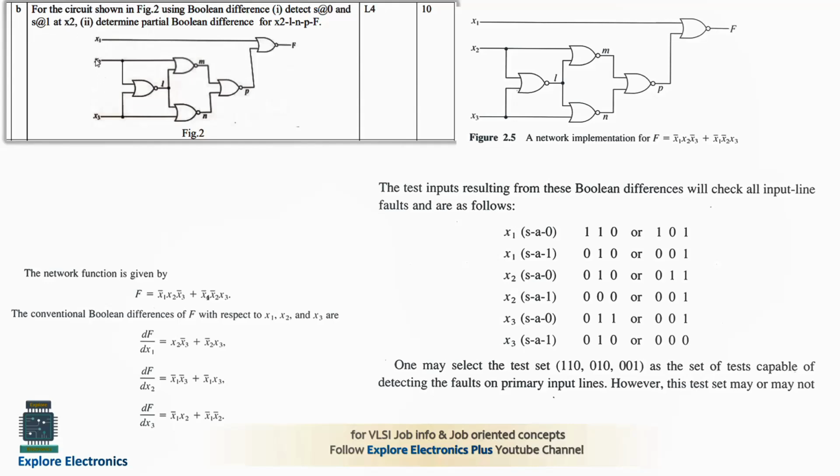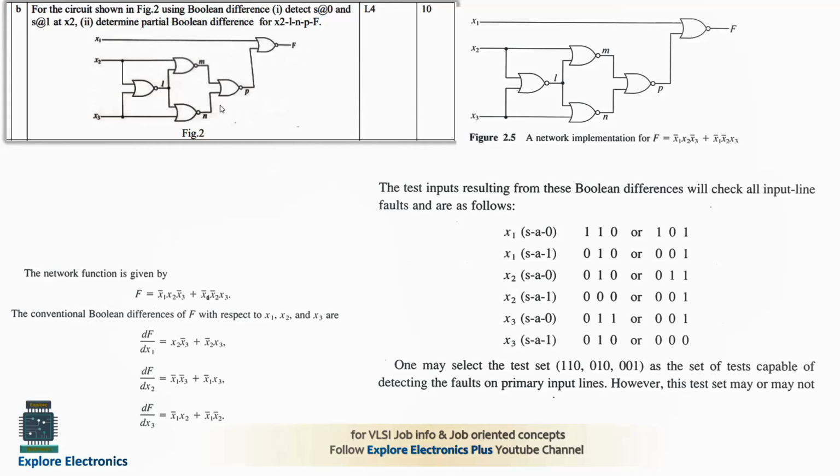At x2 they are asked to find, which means we need to generate the test pattern, or the combination of input values, to detect whether x2 is stuck at 1 and stuck at 0. The second thing is to determine the partial Boolean difference for the path they have given. This path goes from x2 to the L point, then to the N point, then the P point, then F. This is the path they have given to determine the partial Boolean difference.